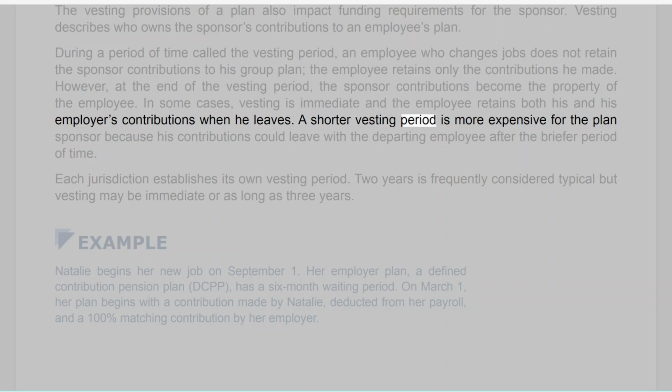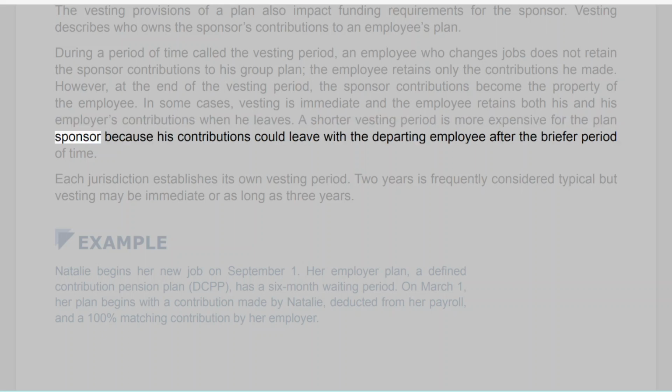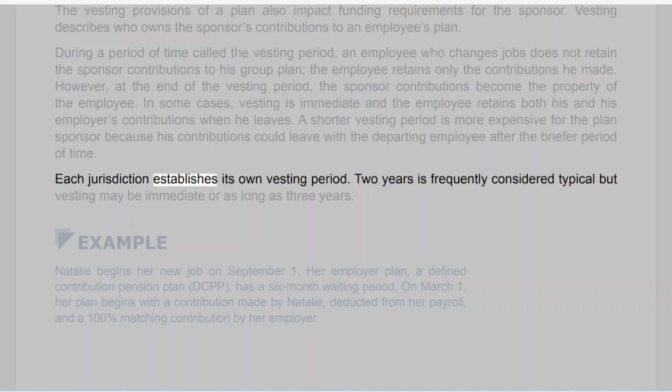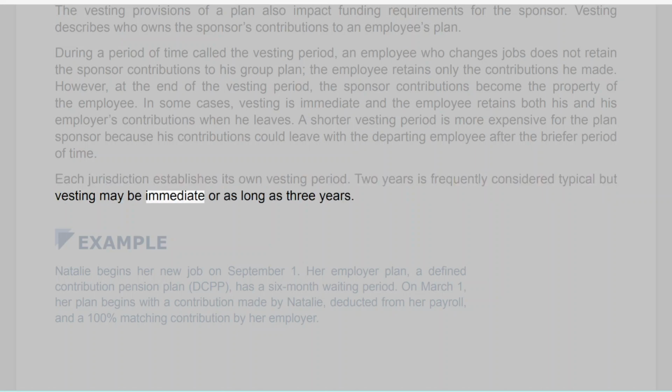A shorter vesting period is more expensive for the plan sponsor because his contributions could leave with the departing employee after the briefer period of time. Each jurisdiction establishes its own vesting period. 2 years is frequently considered typical, but vesting may be immediate or as long as 3 years.